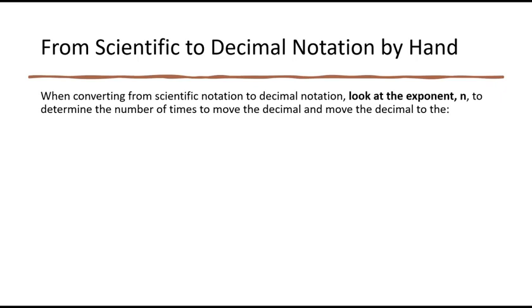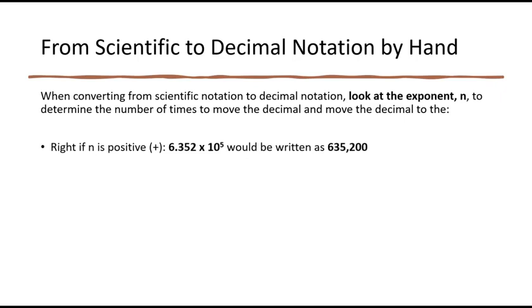We should also be able to go from scientific notation to decimal notation using both our calculators and doing it by hand. When we are converting a number from scientific notation to decimal notation, the first thing we want to do is to look at the exponent n to determine the number of times to move the decimal. And we're going to move the decimal to the right if n is positive. So 6.352 times 10 to the 5th is telling us that we have to move the decimal over 5 times and to the right. When we do so, we have to put in the zeros as needed, and we end up with 635,200. The same number, but in decimal notation.